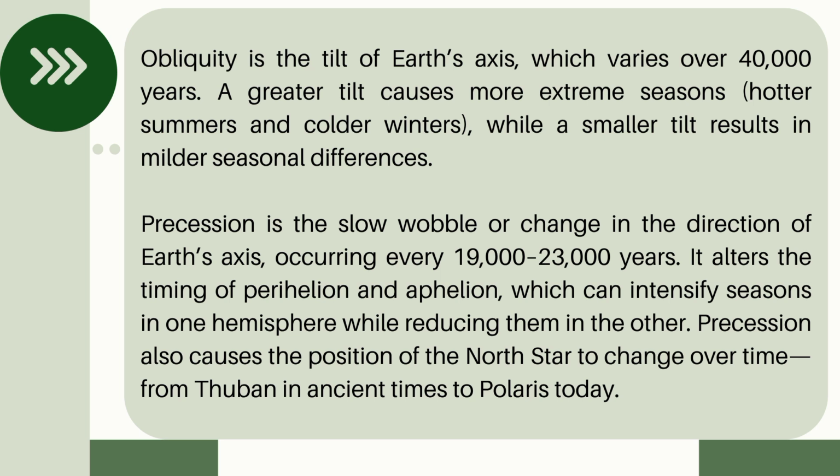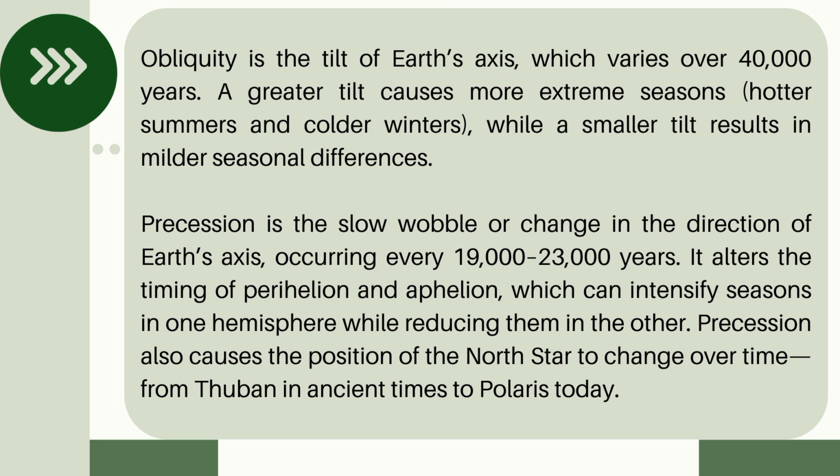Obliquity is the tilt of Earth's axis, which varies over 40,000 years. A greater tilt causes more extreme seasons, hotter summers, and colder winters, while a smaller tilt results in milder seasonal differences. So, when we say obliquity, we mean the tilt of Earth's axis.